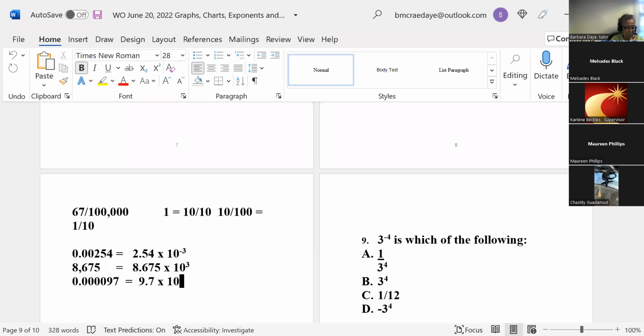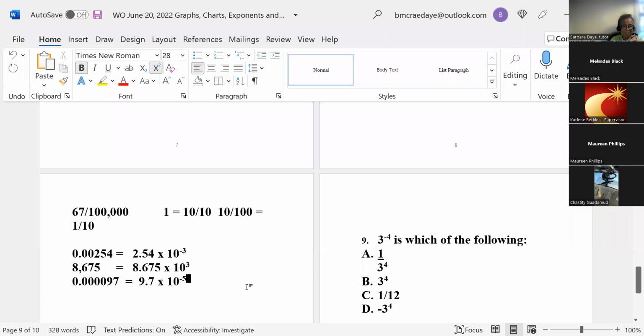5 places. 5 places, plus or minus? Minus. Very good, Mercedes. You got it. Because you move to the right, this is negative, and like I say, this number is less than 1.